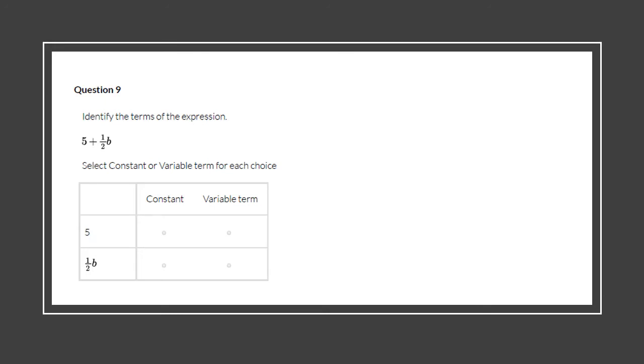Okay, let's look at this one. Identify the terms. So you've got a term of 5, and you've got a term of 1/2 b. The constant is the number that is not attached to a variable. So 5 is your constant. This one has a variable because it has a letter in it. So that's it.